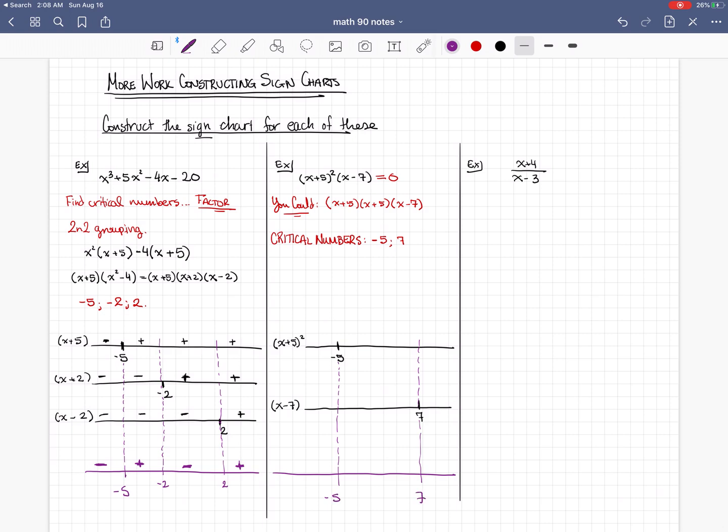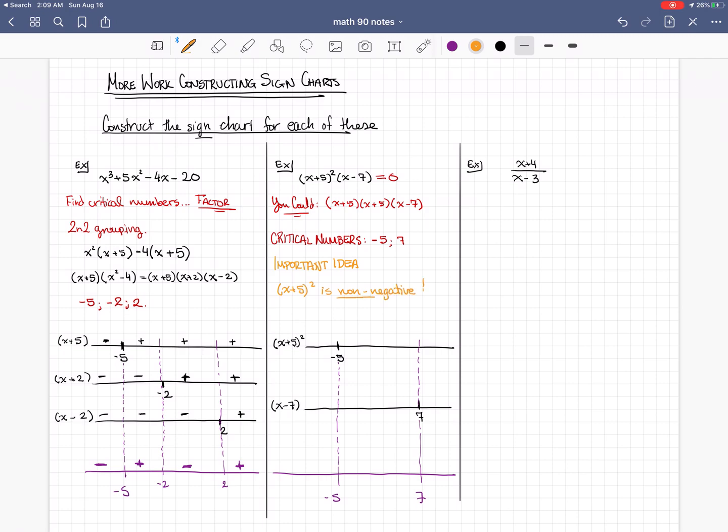Now, you'll notice that I left a little bit of a blank space here, and that was for a reason. That reason is I want to introduce you to an idea. So, hugely important idea. X plus 5 squared is non-negative.